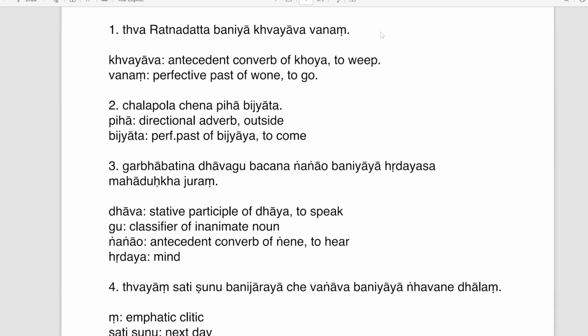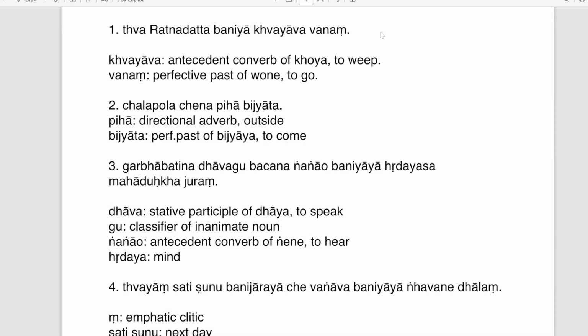Would you like to do some analysis of the sentence? Right, so I suppose Tva is this, and Ranatata is just the name, and Banya is merchant, and Kvyava is to weep, and we have, I suppose, to go as an auxiliary. So the entire sentence reads, this merchant, Ranatata, has wept.